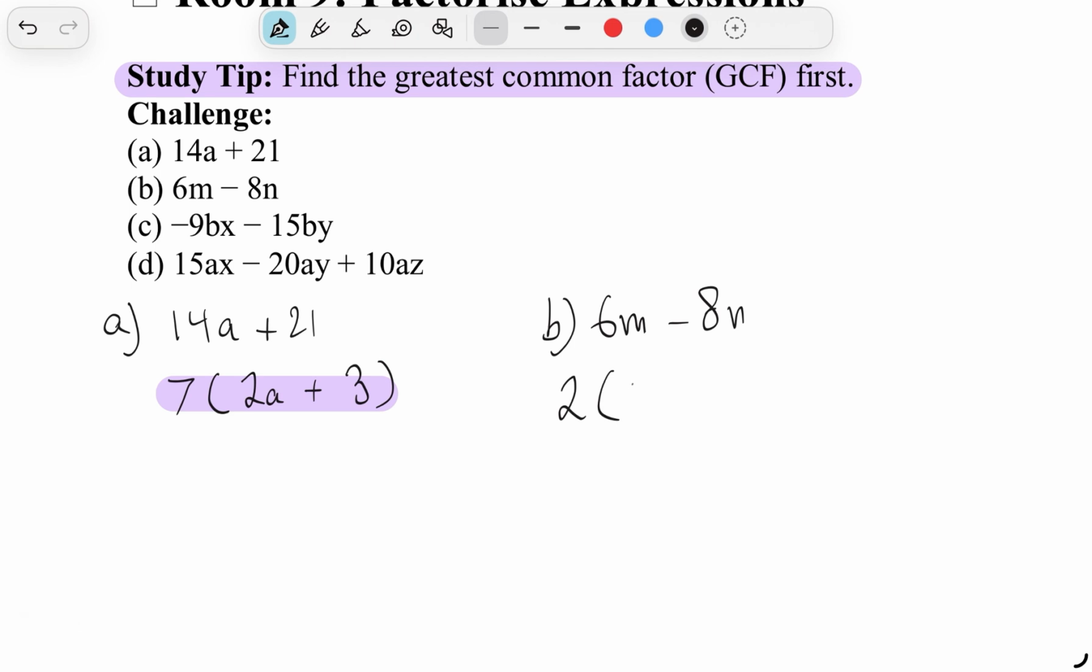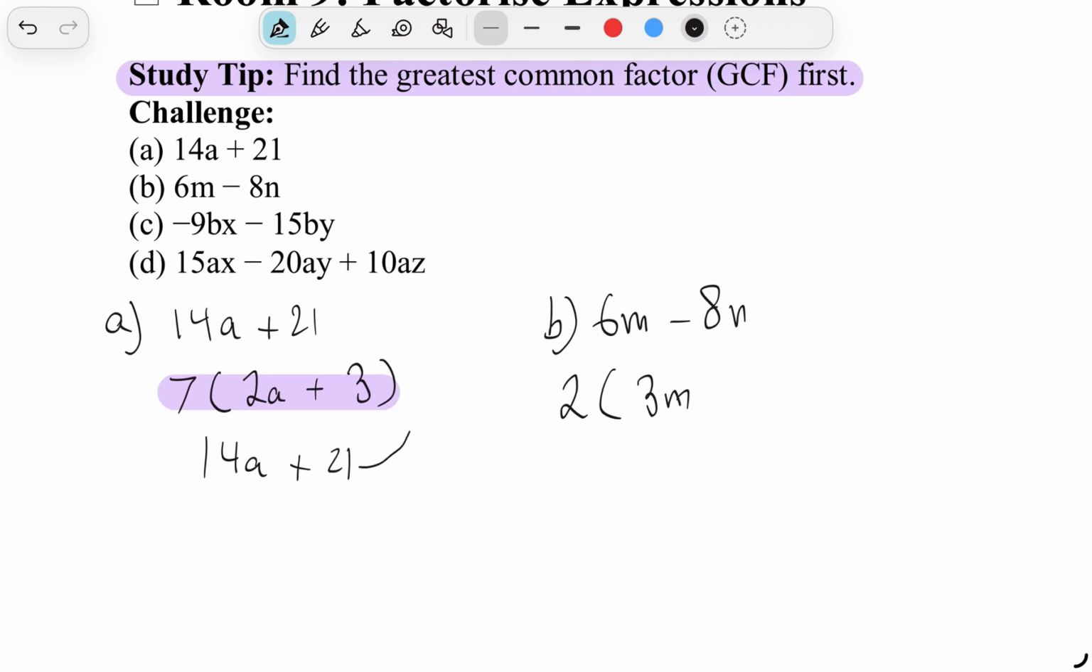You can always plug it back in to check the answer. For example, 7 times 2a gives you 14a, plus 7 times 3, which gives you 21, which means this answer is correct. So 2 and then 3m, so 2 times 3m gives you 6m, minus, and then we need a number that multiplies with 2 to give us 8n, which is obviously just 4n.